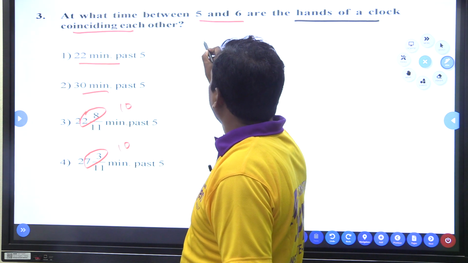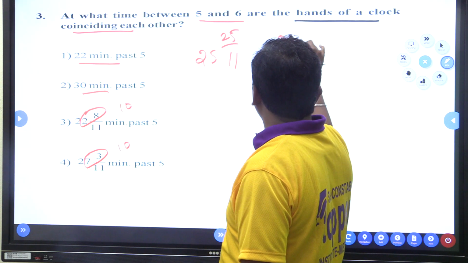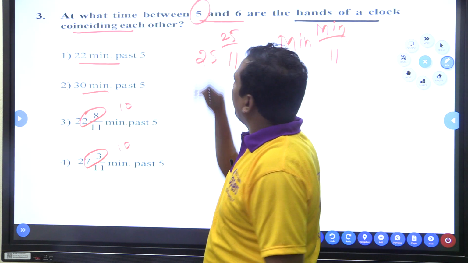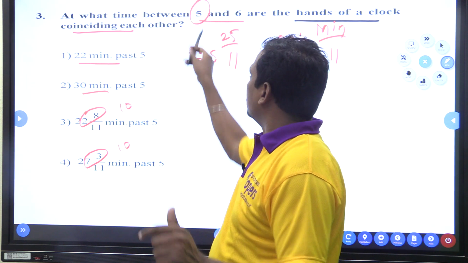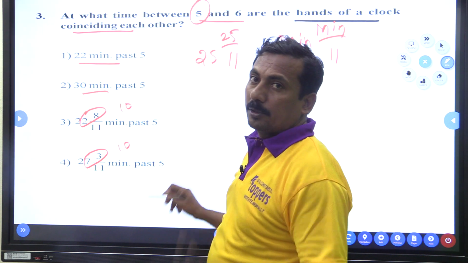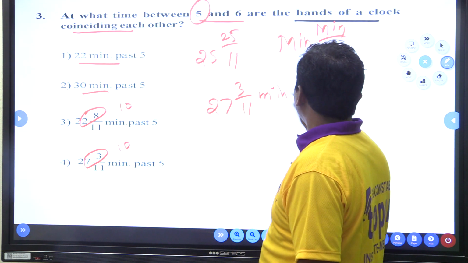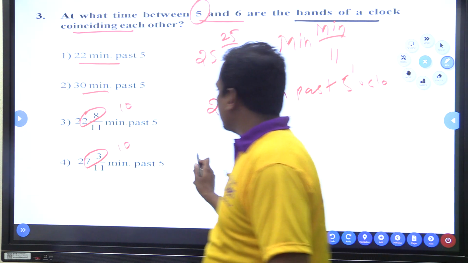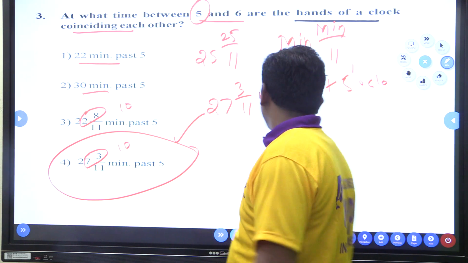Okay, coincide between 5 and 6. 5 means 25 by 11. Our formula is direct: minutes by 11. At the time of 5 o'clock, the minute hand indicates 5 fives, which is 25. In that 25, how many times is 11 possible? 2 times. It means 27 of 3 by 11 minutes past 5 o'clock. So 27 of 3 by 11 is the answer. Clear?